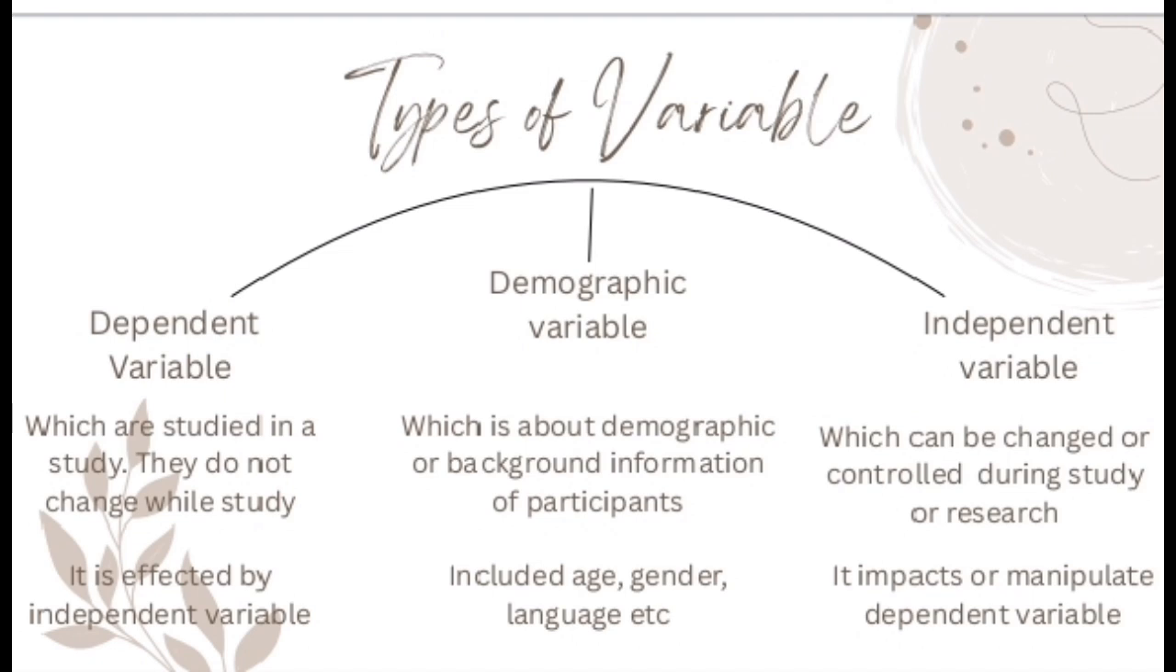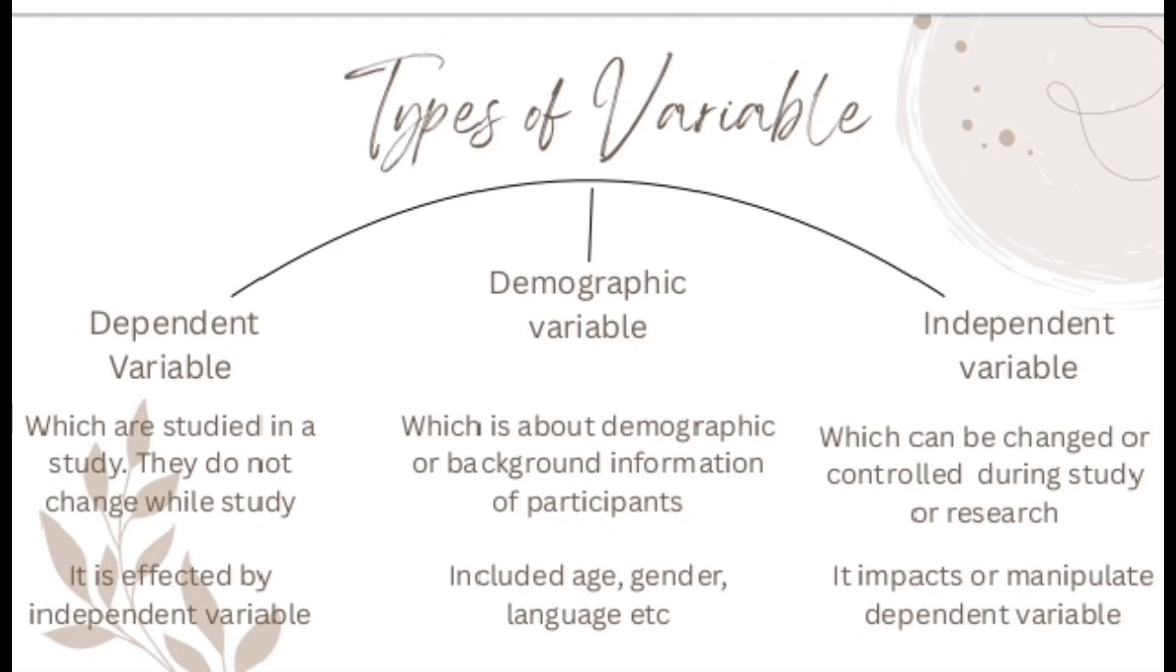So let's see the independent variable. Independent variables are the variables which can be changed or controlled during the study or research. I told you we can change or control the independent variable; it depends on the researcher. We observe or check the results or impacts of the independent variable on the dependent variable. Basically, in experimental design we do this. So it impacts or manipulates the dependent variable.